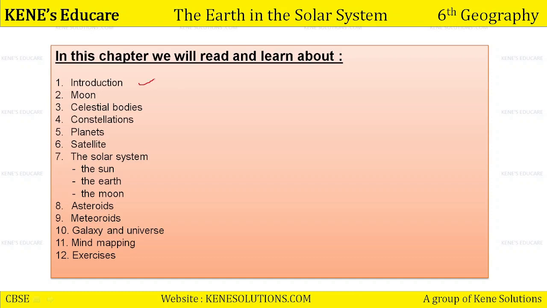First will be the introduction towards the chapter. Then we will understand about Moon, some celestial bodies, constellations, what are planets. Then we will read what are satellites, both the artificial satellites, the natural satellites. Then we will read about the solar system. And what all comes in the solar system? The sun, the earth, the moon, the asteroids, the meteoroids.